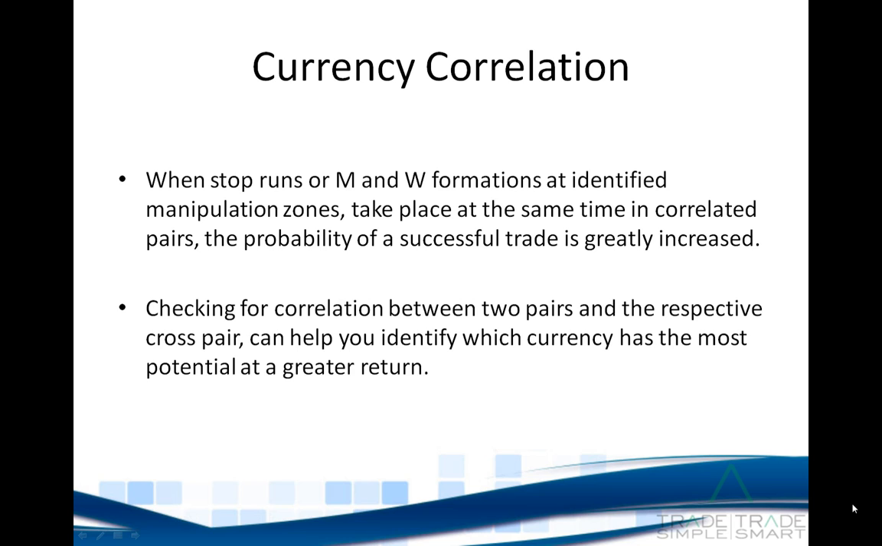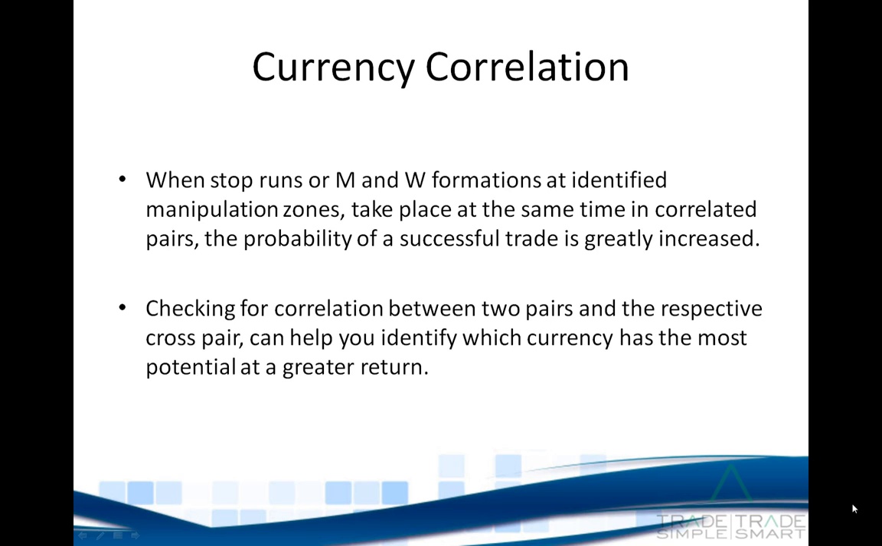So when stop runs or M and W formations at identified manipulation zones take place at the same time in correlated pairs, the probability of a successful trade is greatly increased. Okay, so we're simply looking for the stop run that we have identified, or the M or W formation that we have identified at a manipulation zone, to take place in a highly correlated currency pair.